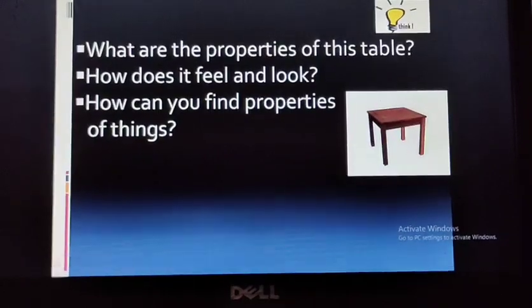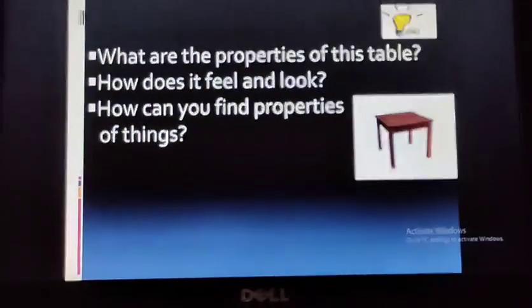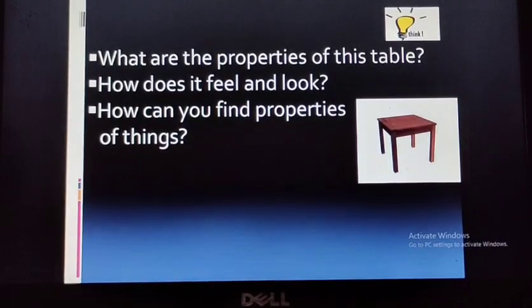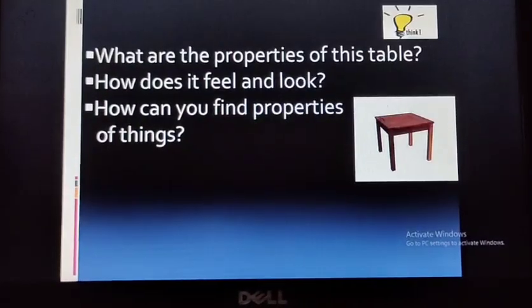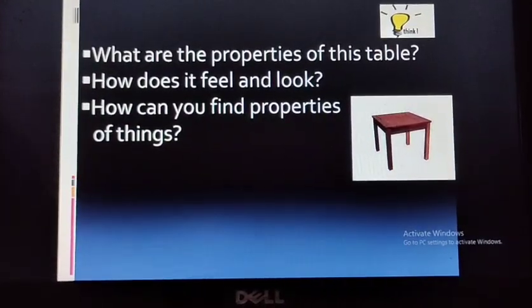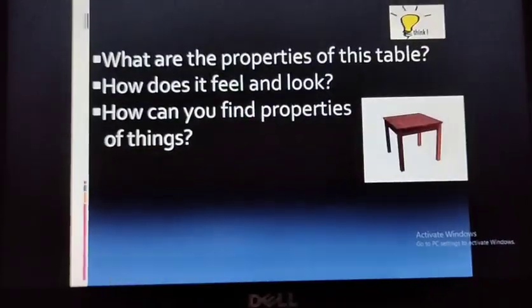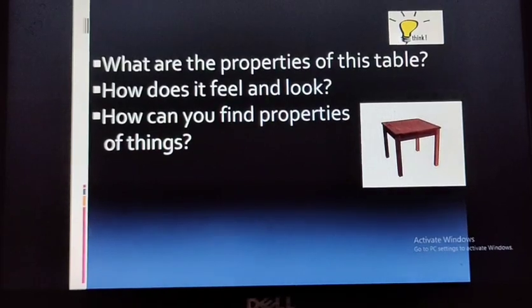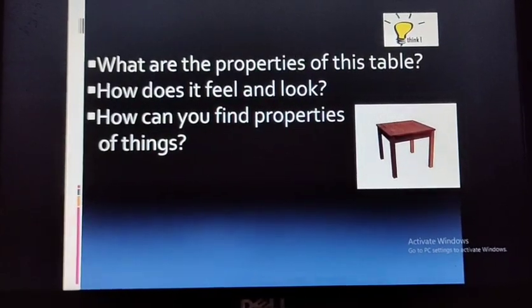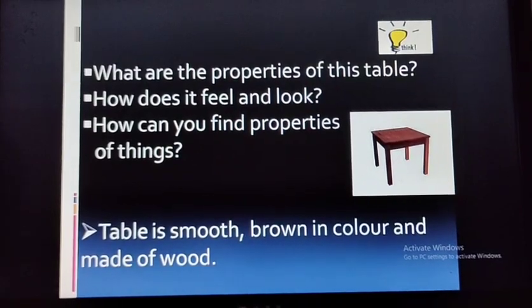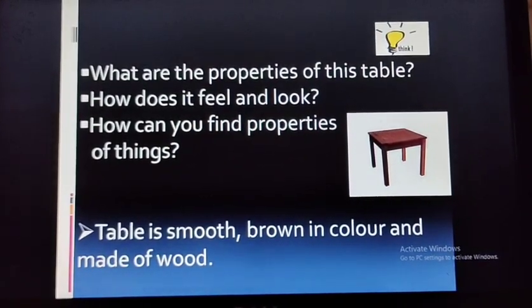Before starting the activity, I want to ask some questions. What are the properties of this table? How does it feel and look? How can you find properties of things? So students, by touching and looking at the table, we can say that the table is smooth, brown in color and made of wood.